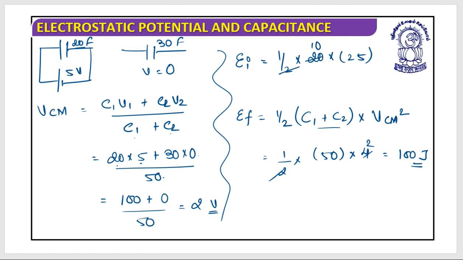This is 250 joule. Now the initial energy was 250 joule, and the final energy would be 200 joule. So whatever the change, it's initial minus final. It is the loss of energy, and that would be 150 joule. I hope this is clear.